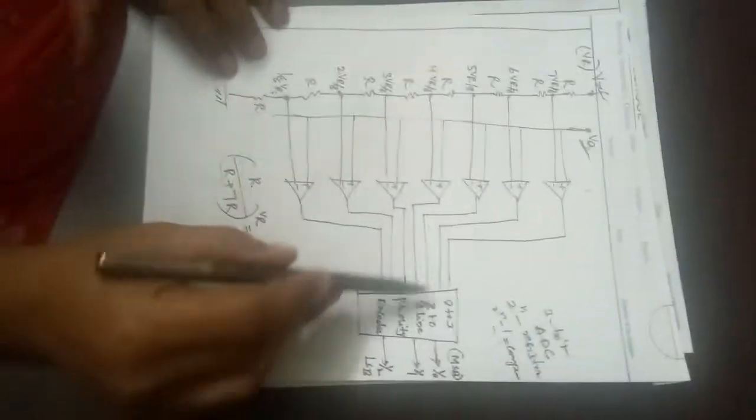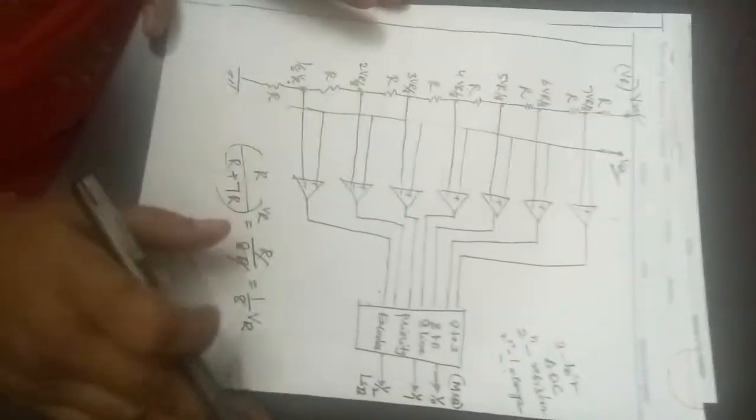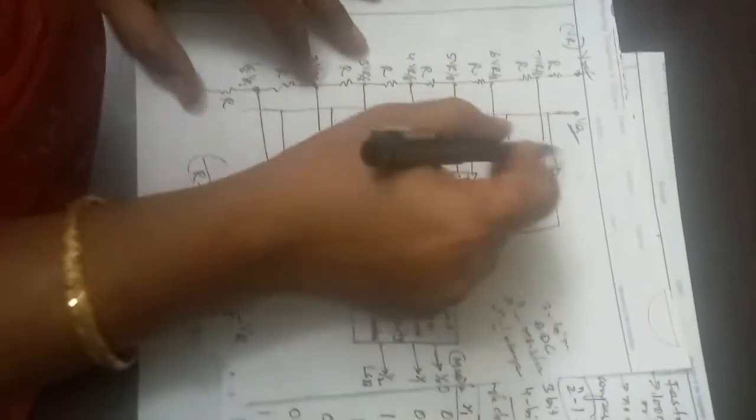So all these 8 outputs are converted into 3. Here for this priority encoder we are giving 8 inputs, and it is going to give the 3 outputs. So how is it going to convert? See here. I am taking one comparator circuit.